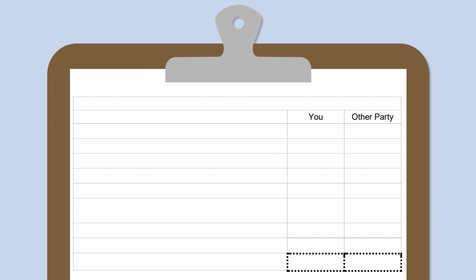For the next few sections of this form, you'll see there are 2 columns, one for you and one for the other party. You are only responsible for providing your information. You are welcome to just draw a line through the other party column, unless you know some information about their financial circumstances.